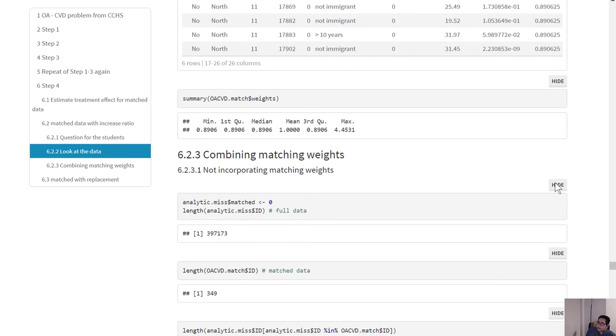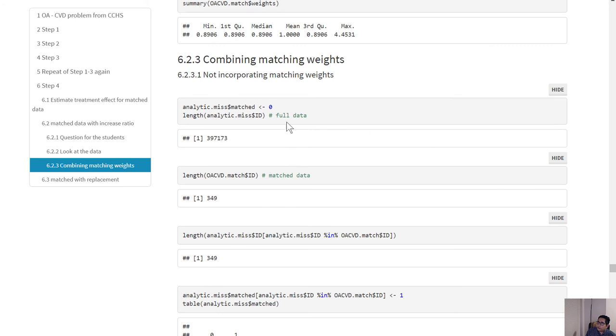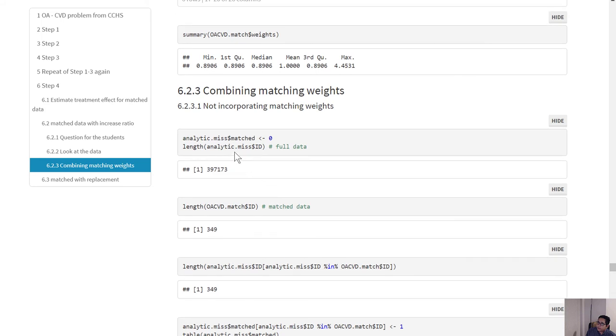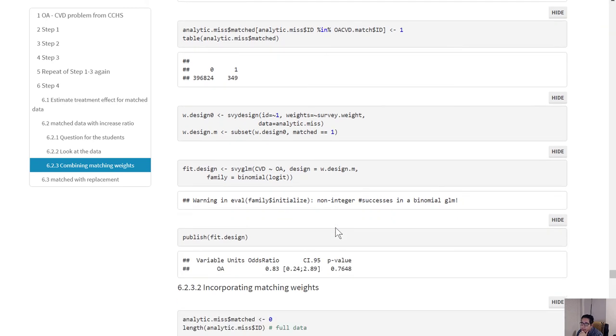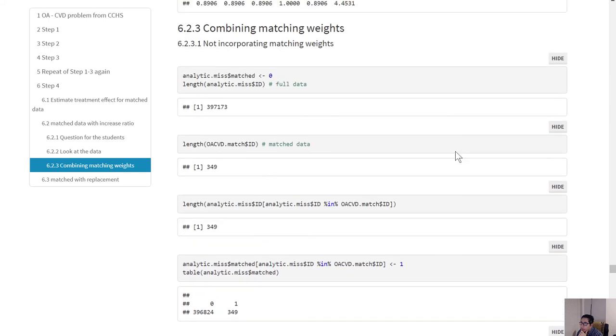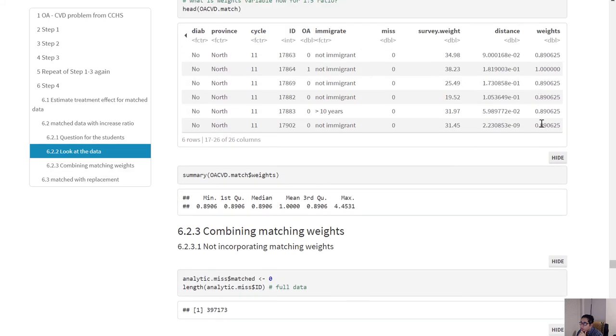So to incorporate these type of weights, what we need to do is we again need to go back to the design object, and we are using the analytic miss entire dataset to create that design object, and we will have some of the matched dataset as a subset, right? And in that subset you can see the odds ratio is 0.83, and in this particular analysis I did not take into consideration of these weights, and these weights are basically matching weights, right?